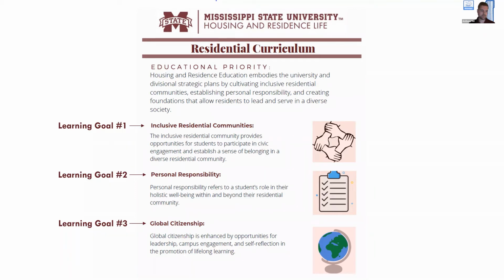when they graduate. And finally, our third learning goal is global citizenship, which helps to enhance the opportunities our students have for leadership, campus engagement, and self-reflection to promote lifelong learning, because we really want them to be able to participate in a society that has diversity in terms of people, experiences, everything. We want to make sure that we're addressing their global citizenship and exposing them to the world and the opportunities that they have to participate.